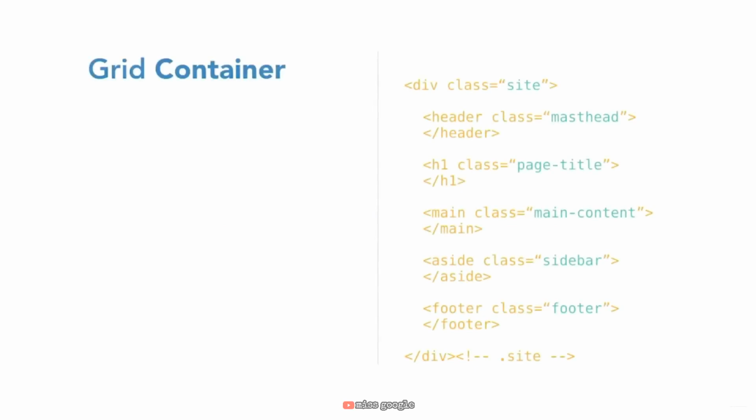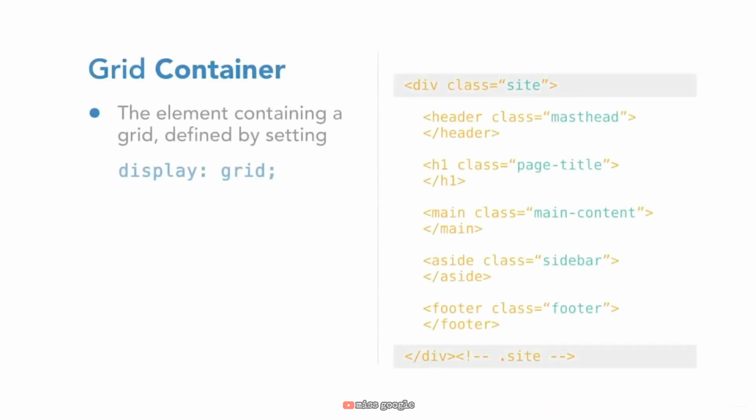First off, grid container. A grid container is any element with its display property set to grid. In a single view or a single document in the browser, you can have as few or as many grid containers as you like, and you can also nest grid containers inside other grid containers. This is what we'll cover throughout this course.